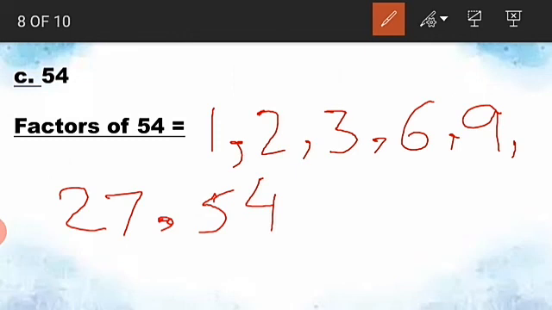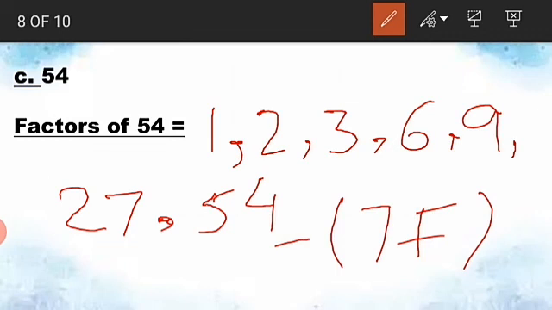1, 2, 3, 4, 5, 6, 7. So how many factors? 7 factors. We will write 7 factors. Clear students? I hope you have better understood the concept of co-prime numbers and factors. You have already done how we find factors. So class, this is your class work and you are supposed to do all the remaining parts by yourself.